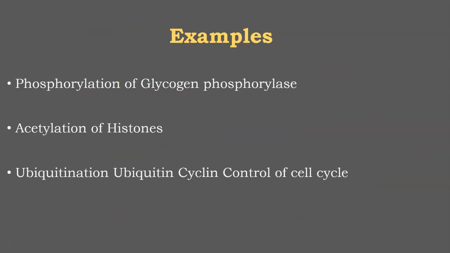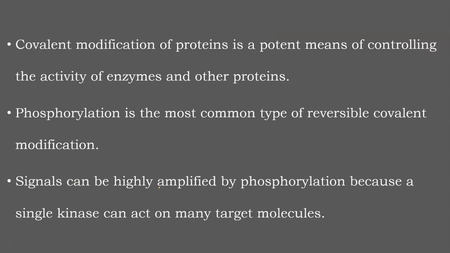Let's see the actual examples of enzymes which function by covalent modification. The best example is glycogen phosphorylase enzyme. And another example is ubiquitination of cyclin, which controls the cell cycle. So ubiquitin is attached to some of the proteins, thereby they are undergoing degradation. For that also the phosphorylation process is very important. That means covalent modification is important.